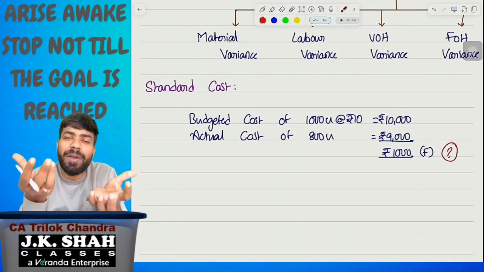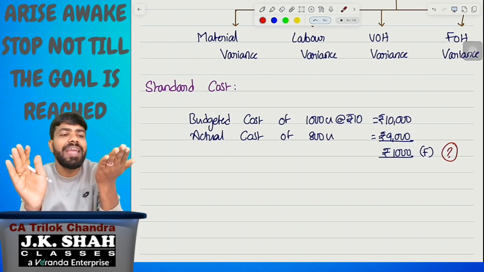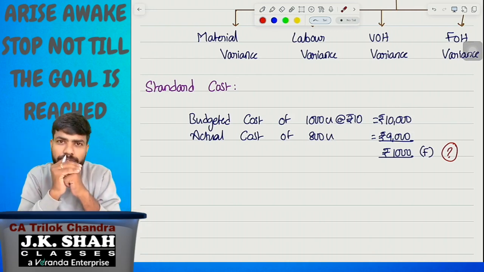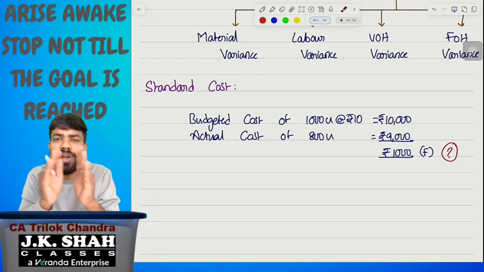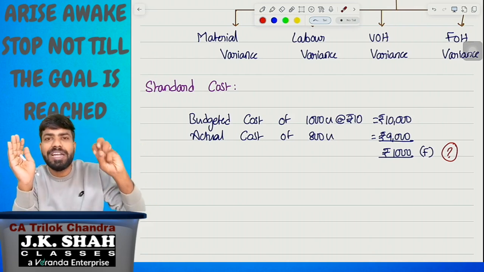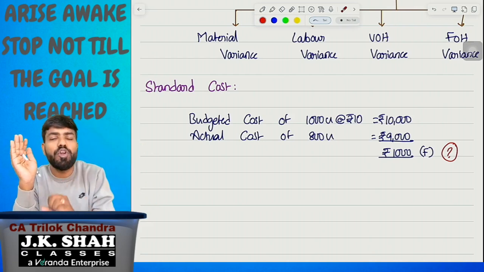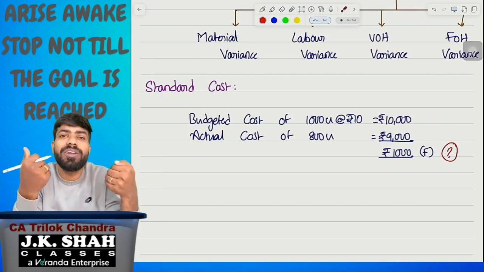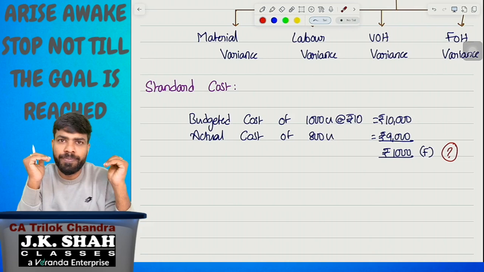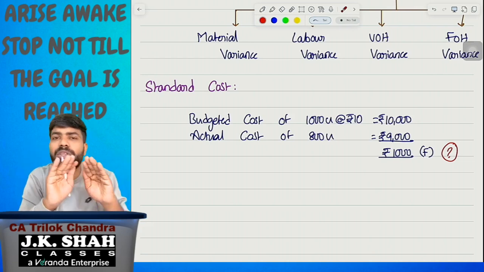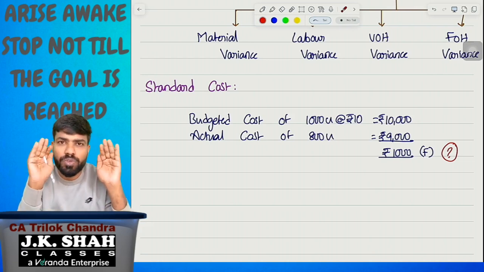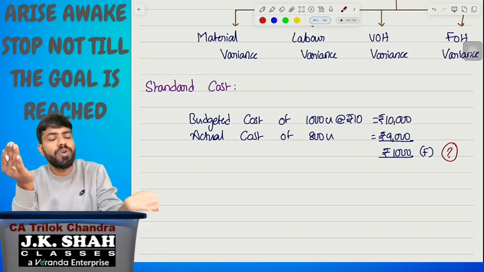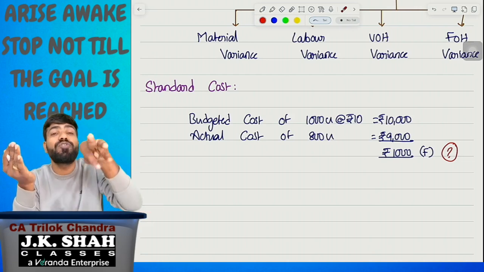Then what is the right way of comparison, sir? We have to compare 800 units budgeted cost with 800 units actual cost. We should not compare budgeted cost of budgeted output with actual cost of actual output. There is a difference in volume, which we are going to calculate as the volume variance. At present, we are not going to discuss the volume variance. So what we are doing is converting this budgeted cost of budgeted output into budgeted cost of actual output.